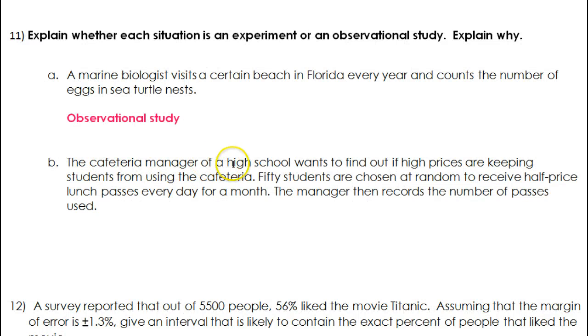The cafeteria manager of a high school wants to find out if high prices are keeping students from using the cafeteria. 50 students are chosen at random to receive half-price lunch passes every day for a month. The manager then records the number of passes used. Well, this is going to be an experiment because the lunch manager is deciding which students are getting the half-price lunches and which students are having to pay full price. I mean, he's using a random number generator, but still.